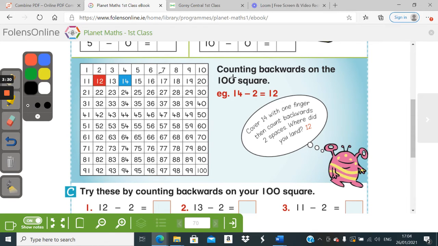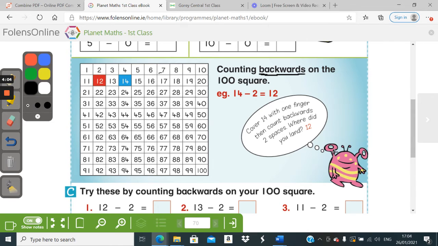Let's have a read over here. Counting backwards on the 100 square. Well, that's an important thing, that word there, backwards. Yesterday, when you were looking at the 100 square to add, you went from left to right, the same direction as you would go if you were writing, for example. But when we subtract, instead of making the number bigger, we're making the number smaller, which means we're doing the opposite. So instead of going from left to right, we'll go in the opposite direction, which is right to left.